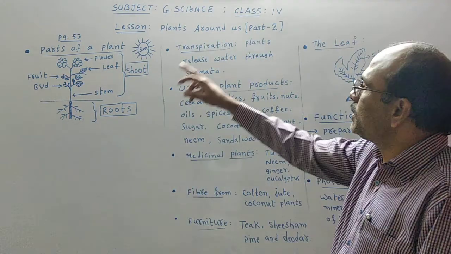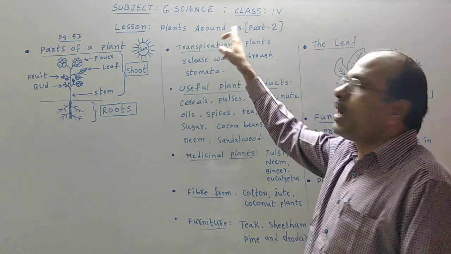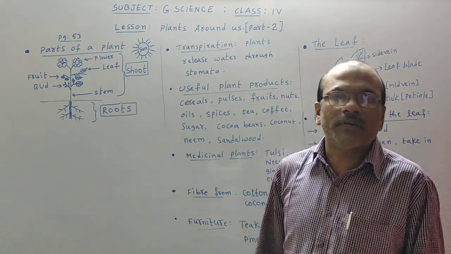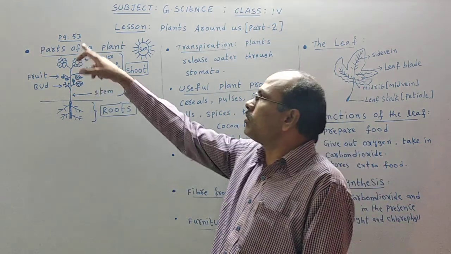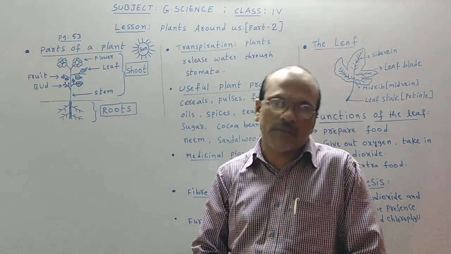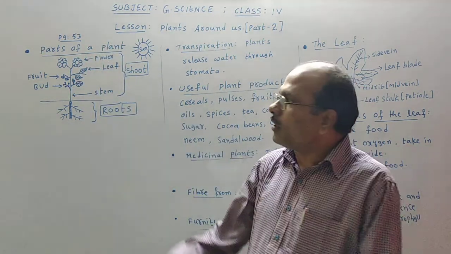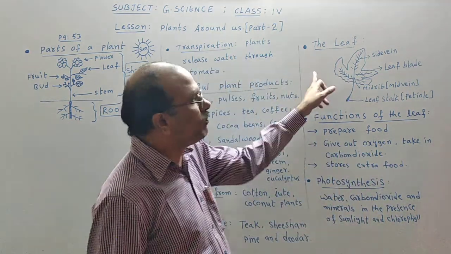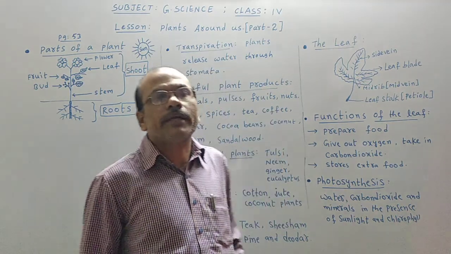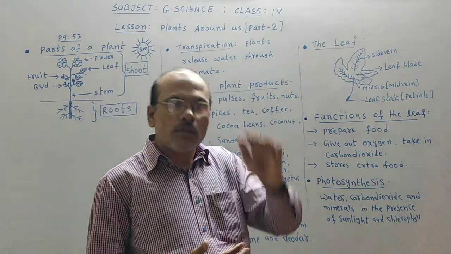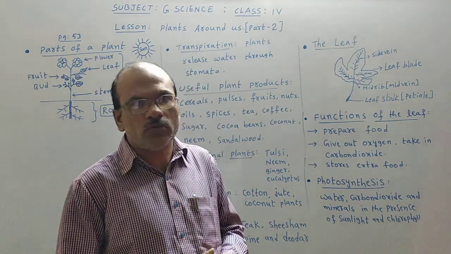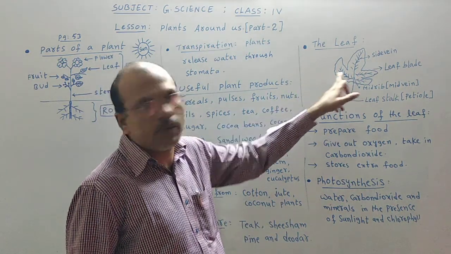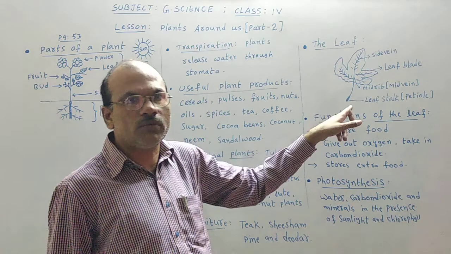We were in lesson 6, named Plants Around Us, Part 2. All of you open your general science textbook to page number 53. Is it clear? Now, we have already discussed the leaf in the previous teaching, that is part 1 of this lesson. About the leaf we have learned with the diagram and some detailed information.